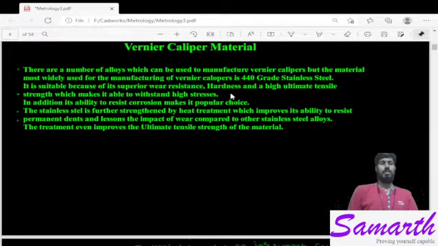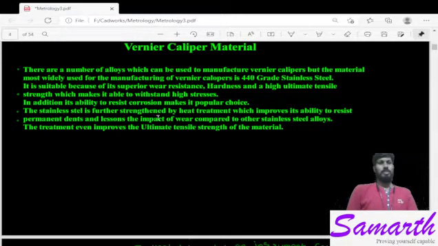If we are using it for measuring a material or job of higher hardness, then the dimension of the Vernier caliper should not change. So we need the hardness. In addition, its ability to resist corrosion makes it a popular choice. If it rusts, then definitely there will be a change in the dimensions of the Vernier caliper itself. So it is not desirable. To avoid that, stainless steel is used.